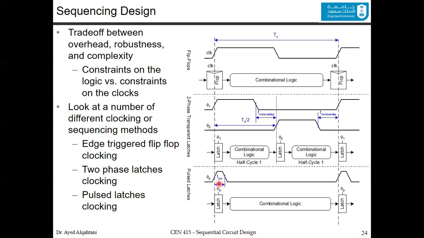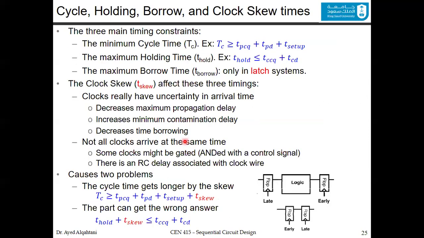But here we also care about the pulse width. If the pulse width is very small in the pulse latches, you are approaching the edge-triggered flip-flop. And if the pulse width is large, you are approaching the two-phase transparent latch. So the pulse latch plays in the middle ground between the flip-flop and the two-phase transparent latches.